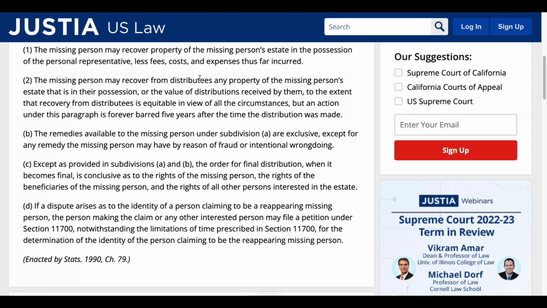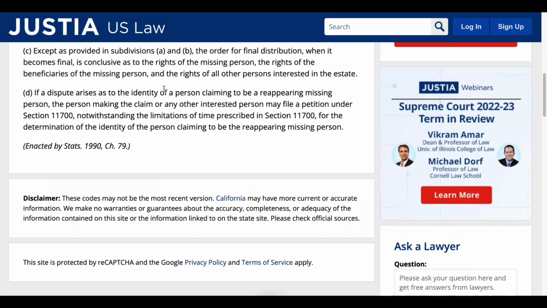Except as provided in subsections A and B, the order for final distribution when it becomes final is conclusive as to the rights of the missing person, the rights of the beneficiaries of the missing person, and the rights of all other persons interested in the estate. If a dispute arises as to the identity of the person claiming to be a reappearing person, the person may make a claim, or any other interested person may file a petition under section 11700, notwithstanding the limitations of time prescribed in section 11700, for the determination of the identity of the person claiming to be the reappearing missing person.